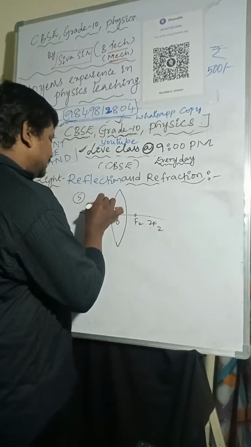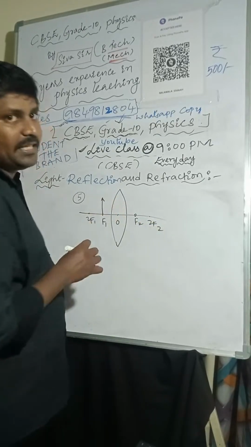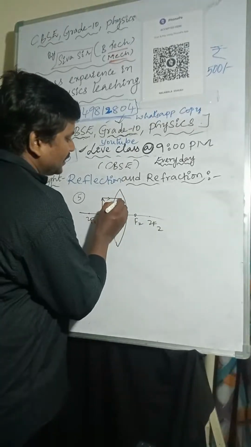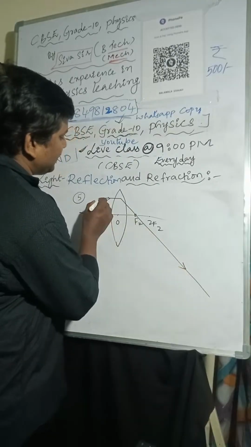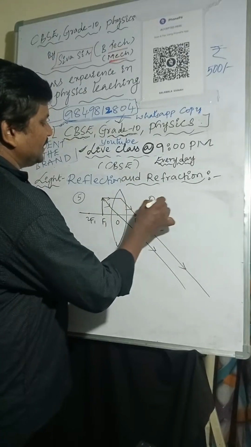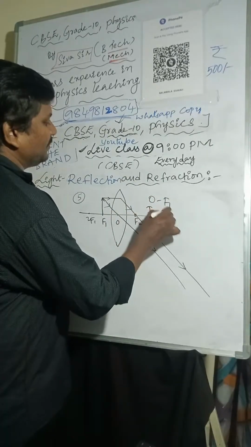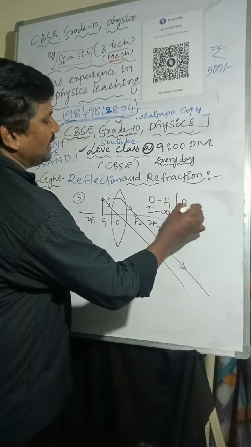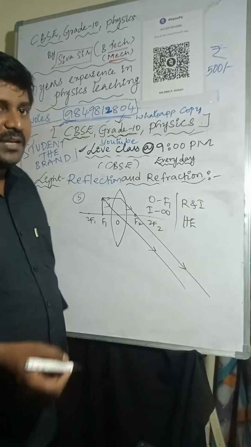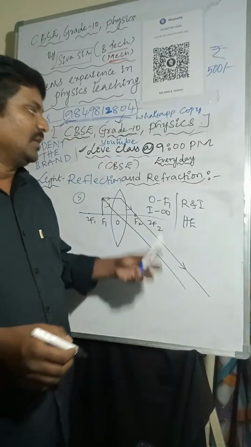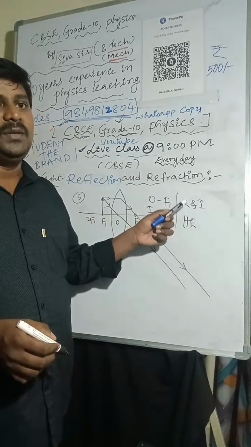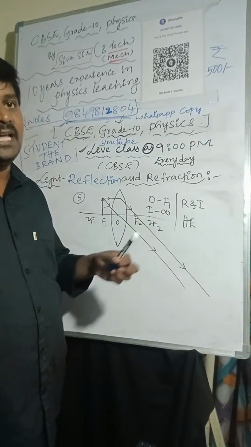If the object is placed at F1, one light ray I am taking like this, it passes through focus. Another light ray passes through optic center. Those light rays will meet. Object is at F1, image will form at infinity. Nature of the image is real and inverted, and the size of the image is highly enlarged, because the image will form at infinity. Once again, object is placed at F1, image will form at infinity. Nature of the image is real and inverted, and size of the image is highly enlarged.